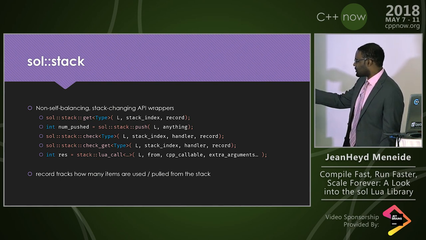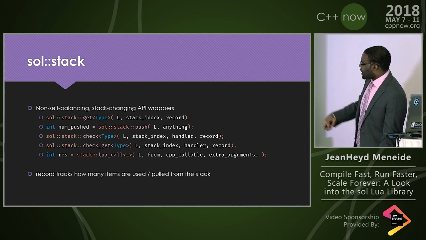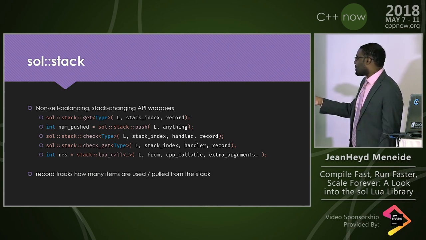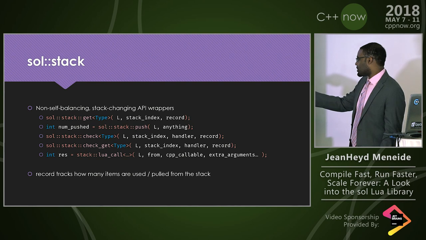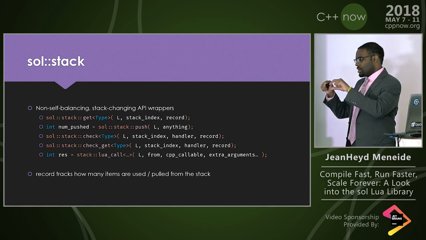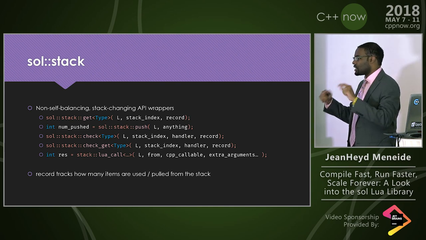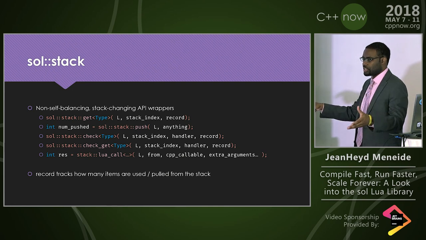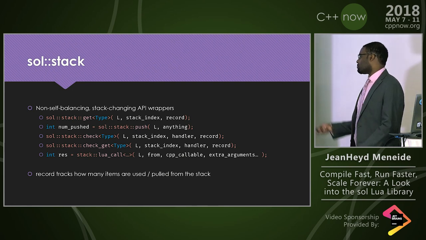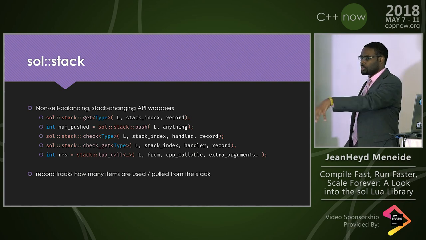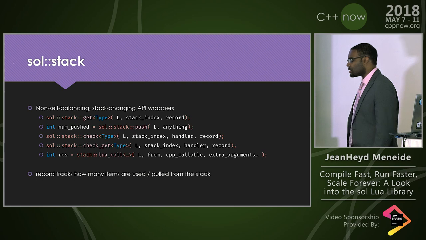And this final one here is a stack Lua call. What this does is you pass it some type of callable from C++, or some type of invocable is the standard term, and you can add extra arguments that you want to tack onto it. Basically what this does is it pulls arguments from the stack in Lua, gets them all in the right place, and then calls your C++ callable, your invocable, with the things you just pulled off the stack, right? So we do some magic here to inspect the C++ callable and get all of its arguments and call it correctly.